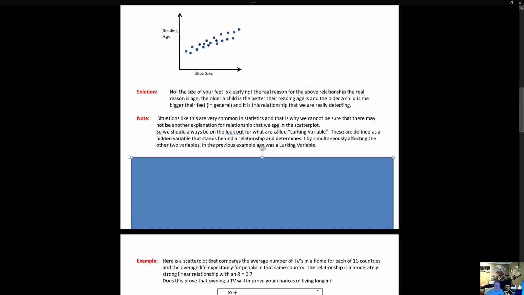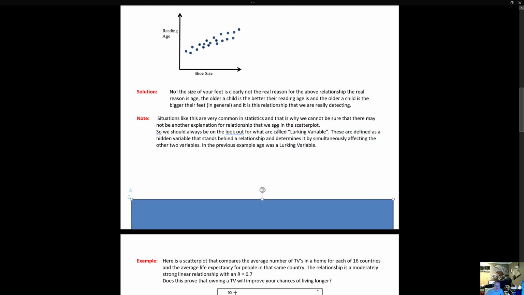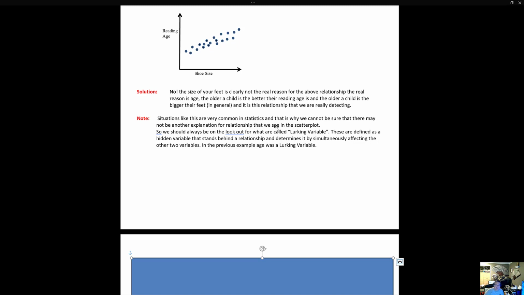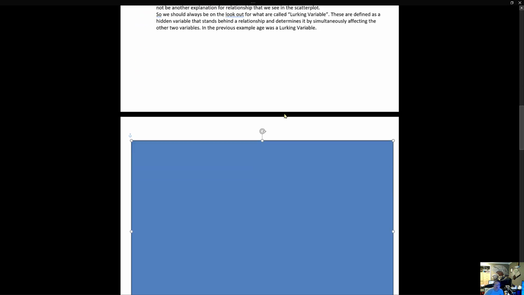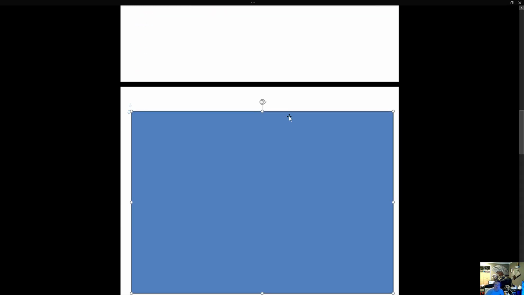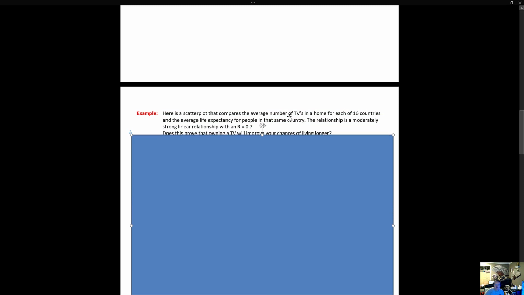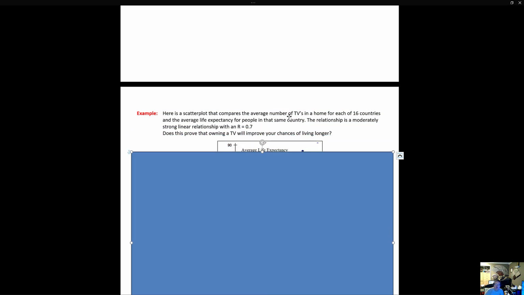So be aware that just because you have a good linear regression model, you cannot make the assumption that that is proof that X is causing Y. There could be a third lurking variable that's connected to X that's doing this.